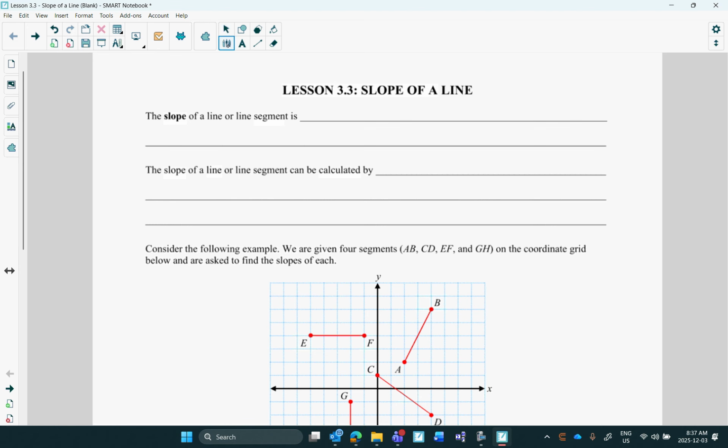And what does the slope of a line mean? Well, it's how steep it is. It's a number that we assign to show how steep some line or line segment is. And it can go from no steepness, so like a flat horizontal surface has no slope, so 0. And then it can go all the way up to vertical, which actually has an undefined slope. We can't find the slope of a vertical line.